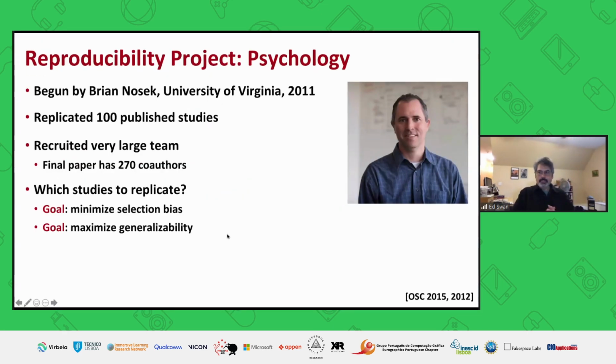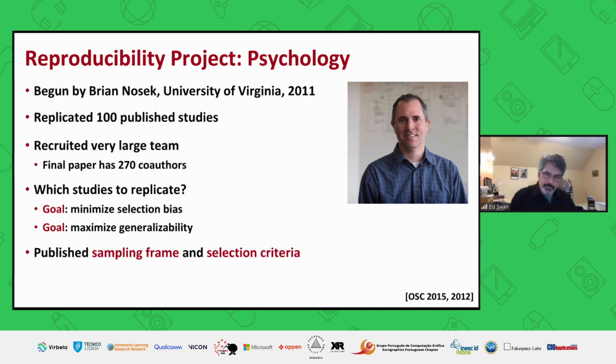So the first goal of this study was to choose which studies shall we replicate? So the team wanted to minimize selection bias, maximize generalizability. So they published a plan before doing the experiment. They said, we're going to do this experiment. That's a smaller paper that was published somewhere else. I'm not sure where. I mean, it's in the citation list. And they published a sampling frame and selection criteria.